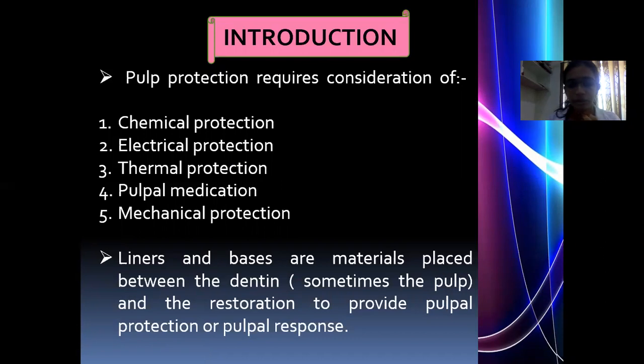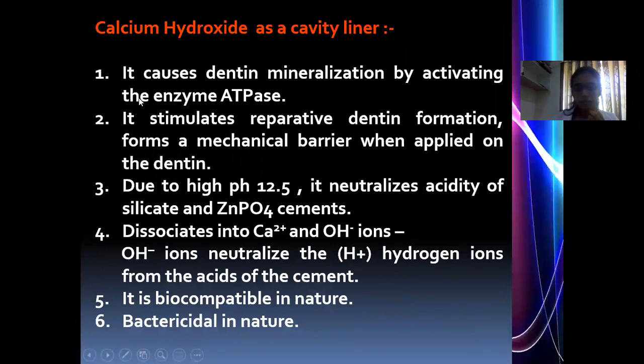Liners and bases are the materials which are placed between the dentin, sometimes on the pulp, and the restoration to provide pulpal protection. So coming to cavity liners and bases. Calcium hydroxide as a cavity liner causes dentin mineralization by activating the enzyme ATPase. It stimulates reparative dentin formation and forms a mechanical barrier when applied on the dentin.